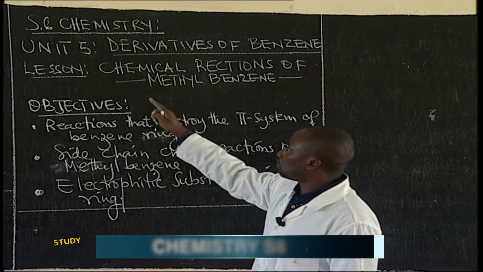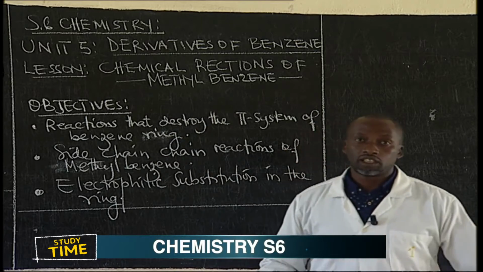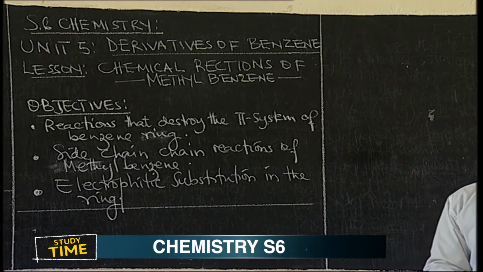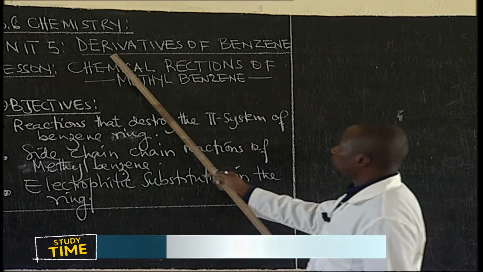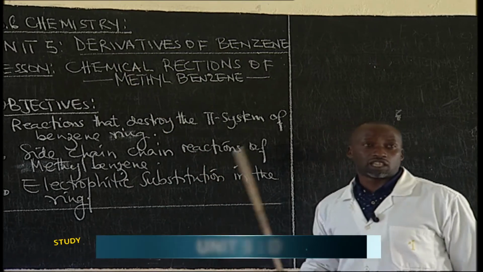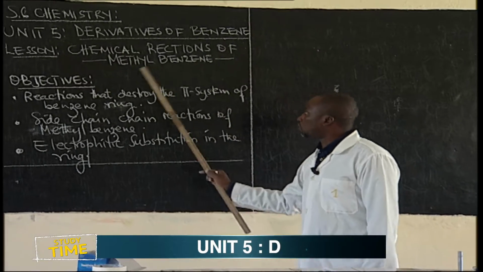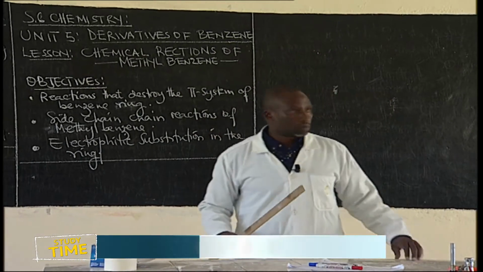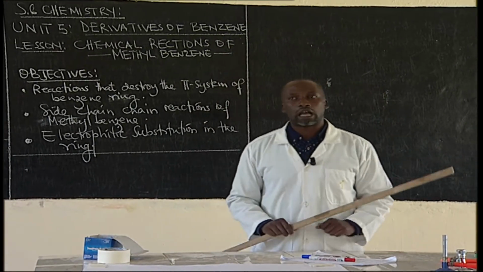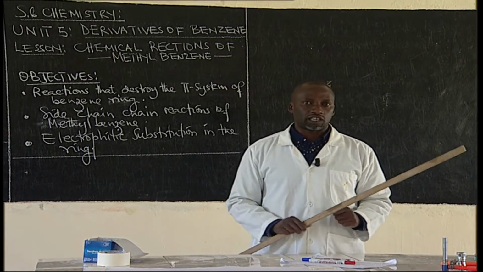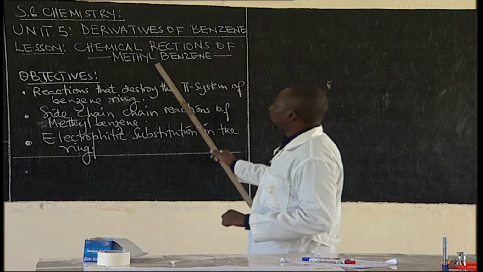We are still talking about Unit 5. If you remember, that's what we were talking about even last time. We are still on the derivatives of benzene, and our lesson will look at the chemical properties of methyl benzene. Methyl benzene is one of those derivatives of benzene. So that is what we are looking at.